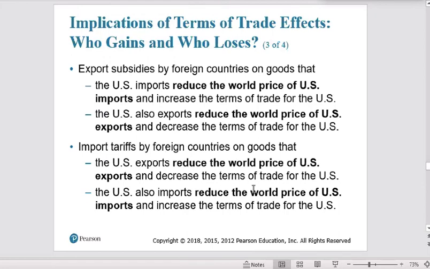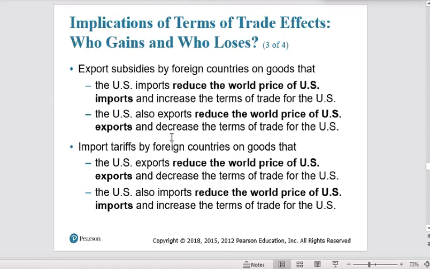And so the export subsidies by a foreign country on goods that, so this is kind of the slides that summarize the impact of subsidies, okay? So if there are export subsidies by a foreign country on goods that the US imports, that will reduce the world price for US imports and increase the terms of trade for the US, right?